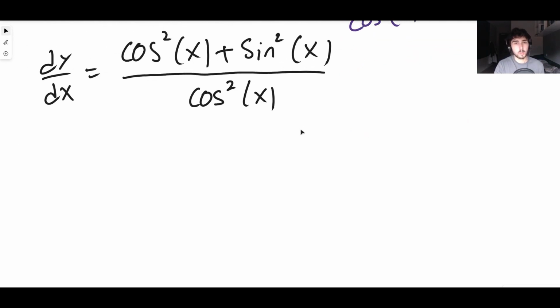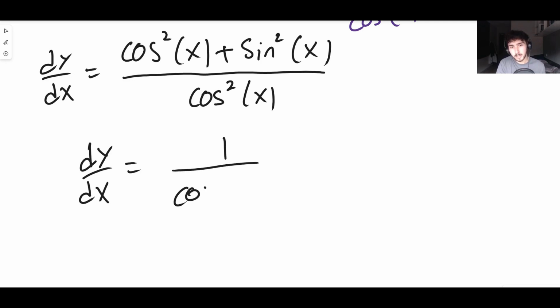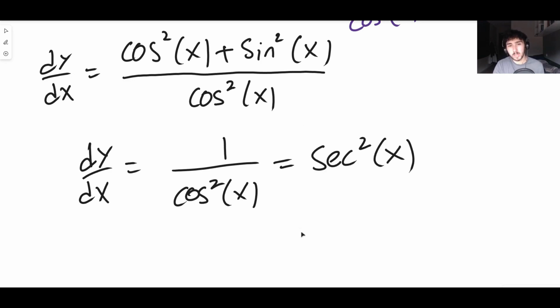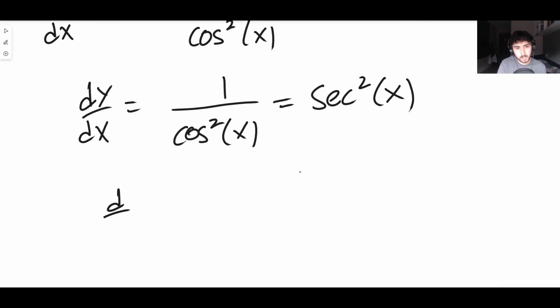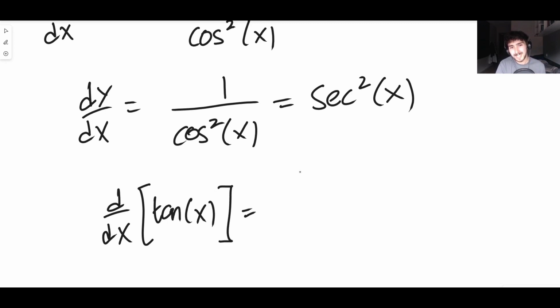So we then end up with the dy dx there is just cos squared plus sine squared, the number 1, over cos squared x. And 1 over cos squared is actually just sec squared x. So the answer to that is that the derivative of tan x is sec squared x, which of course likewise it means that the integral of sec squared x is tan x plus c.